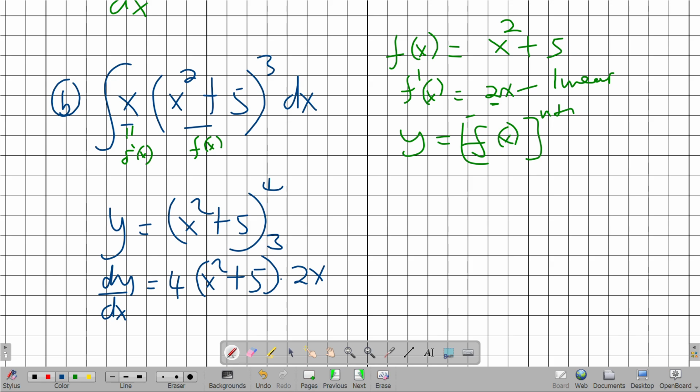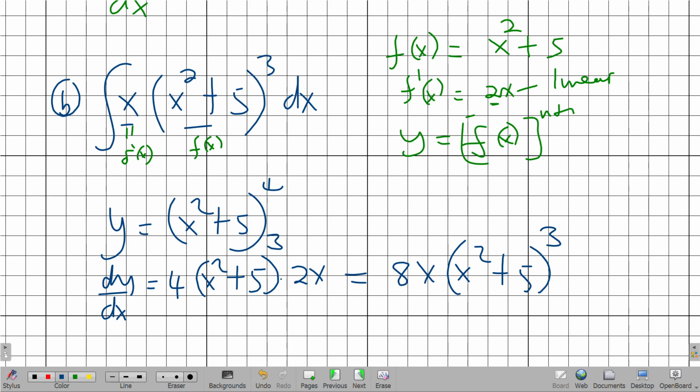And if you want to rearrange it in that order, it gives you 8x times x squared plus 5 to the power of 3. Yet here we've got x squared plus 5 to the power of 3, but here we've got 8x times x squared plus 5 to the power of 3. What does this tell us? That tells us that we need to divide with 1 over 8. The function y is equal to x squared plus 5 has to be divided with 1 over 8 for it to balance with what we have here.